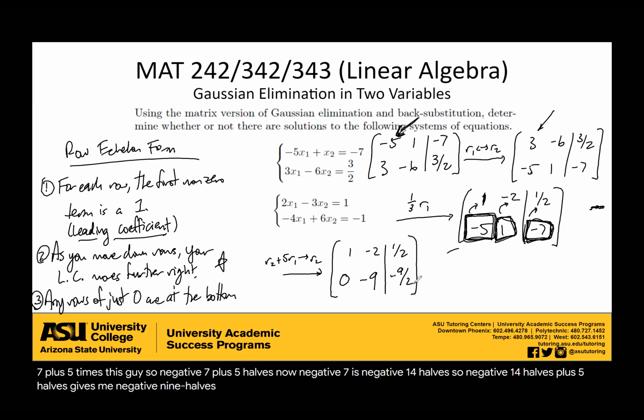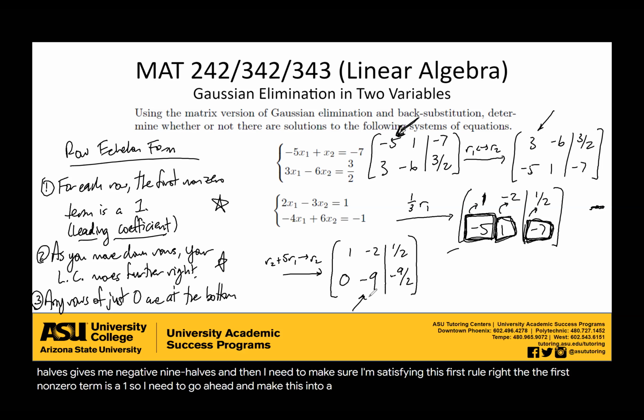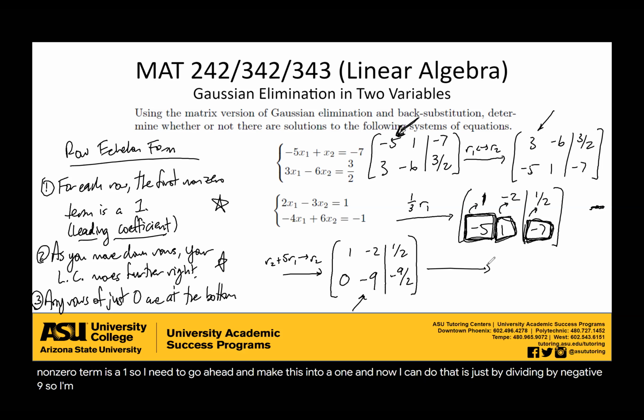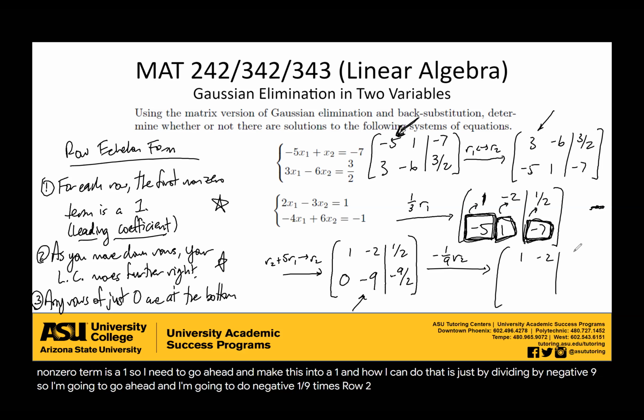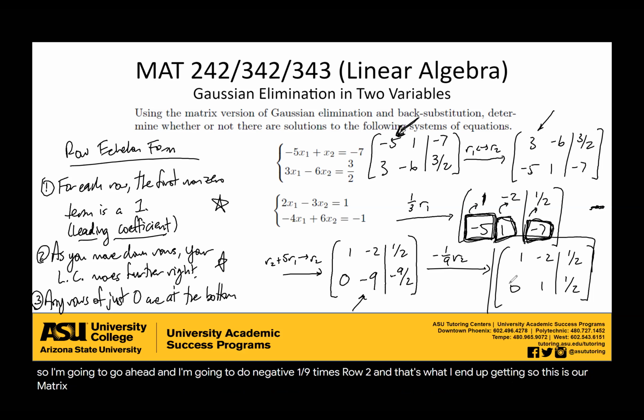And then I need to make sure I'm satisfying this first rule, right? The first non-zero term is a 1. So I need to go ahead and make this into a 1. And how I can do that is just by dividing by -9. So I'm going to go ahead and I'm going to do -1/9 times row 2. And that's what I end up getting. So this is our matrix in row echelon form, REF.